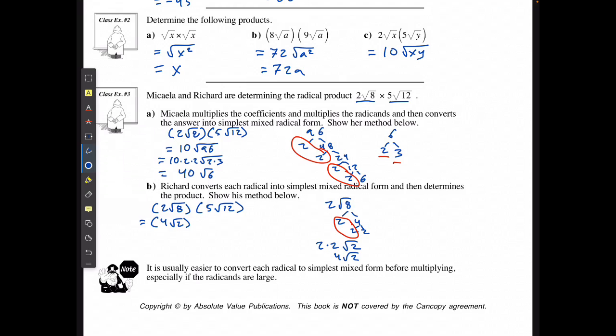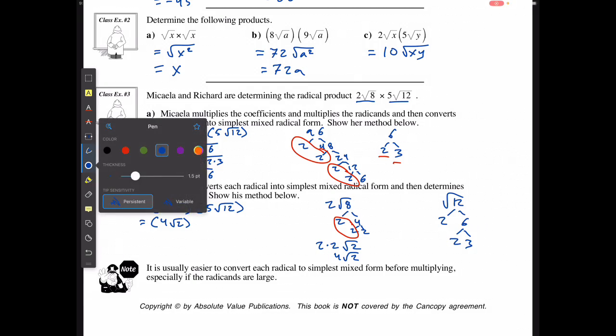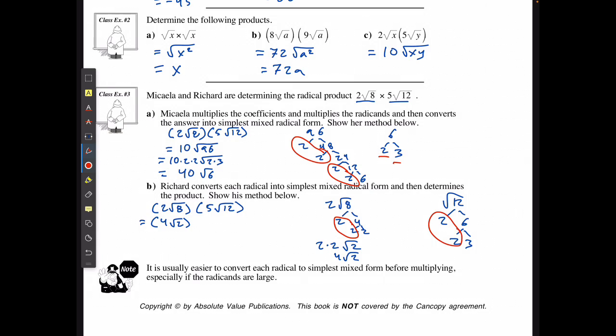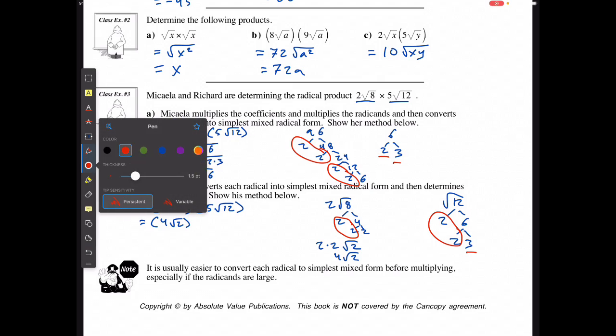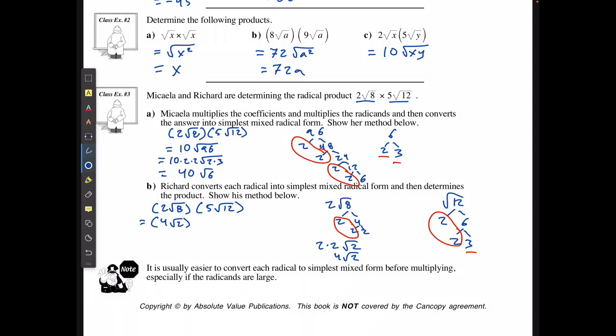When he does it for the 12, I get 2 and 6 and 2 and 3. Got 2 2s and a 3 that's left by itself. And I had a 5 on the outside there, so it's going to be 5 times 2 times square root of 3, or 10 root 3. And then he multiplies it. 4 times 10 is going to give me 40, and 2 times 3 is going to give me root 6.